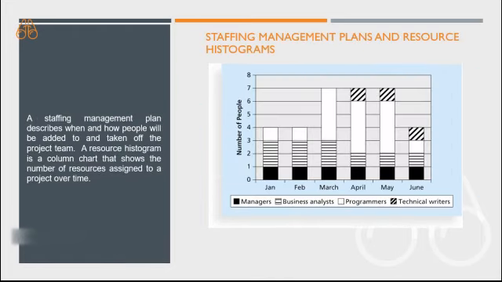Another, a staffing management plan describes when and how people will be added to and taken off the project team. A resource histogram is a column chart that shows the number of resources assigned to a project over time.